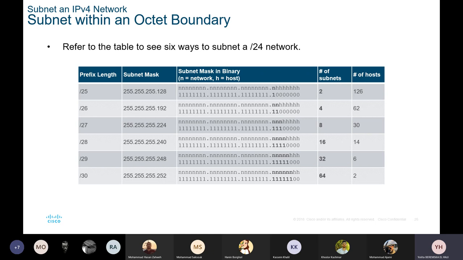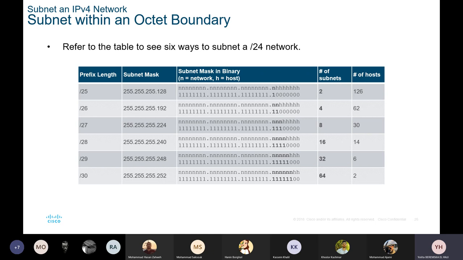But what makes the difference is this slash 25. If you have the slash 26, we use two bits, you know, 24 from here plus 2 is 26. And for the host portion, 2 to the power 6 is 64. We remove the first and the last one, so we have 62 for the host.